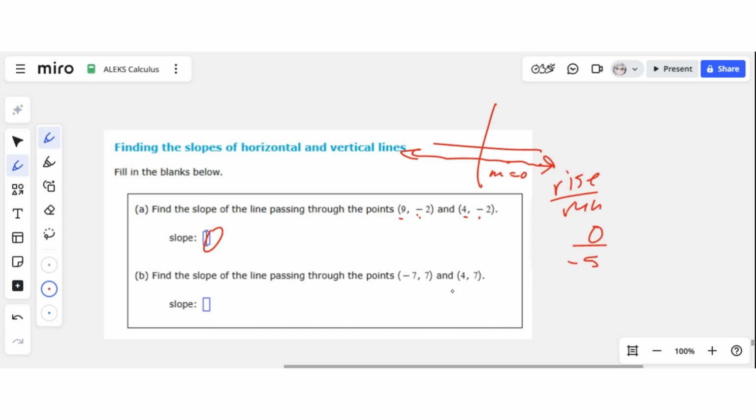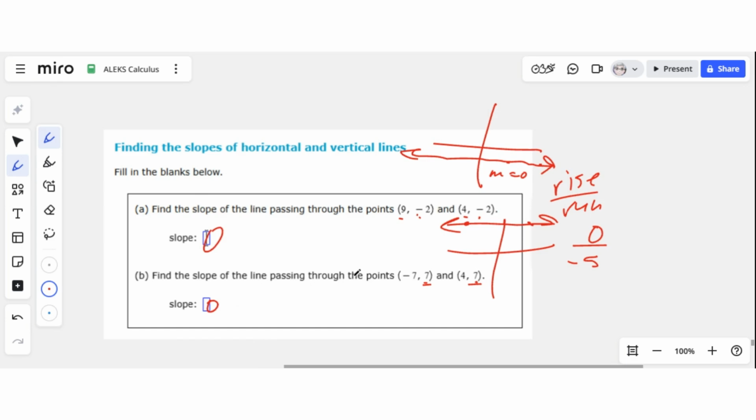We probably don't even have to do much for the second one because what I notice right away is, again, the y values stay the same. So we're up at 7. We've got a point at x is -7, a point at x is 4. You're going to have a horizontal line again. And just like this one, the rise is going to be 0. So we'll have 0 over 11, which is still a slope of 0.